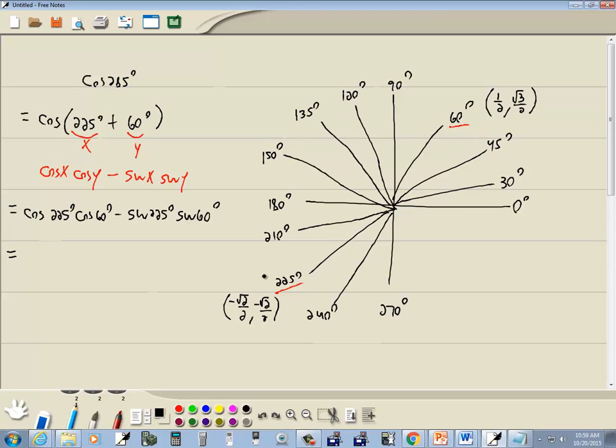Now cosine of 225 degrees. Cosine is the x part of our point, which is negative square root of 2 over 2. Cosine of 60 degrees. Cosine is the x part of our point, which is 1/2. Minus sine of 225 degrees. Sine is our y part of our point, which is negative square root of 2 over 2. And sine of 60 degrees. Sine is our y part of our point, which is square root of 3 over 2.